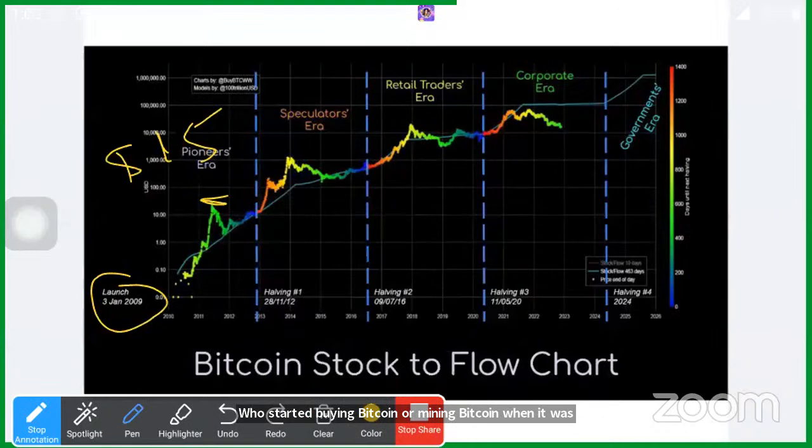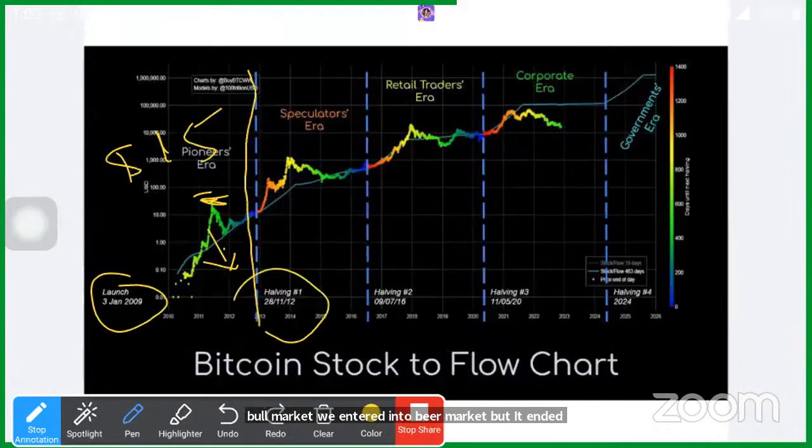Then when the price touches a new all-time high, it has to go back and retrace. The market has to retrace. So from bull market, we entered into bear market, but it ended when we saw the first halving happen in the year 2012. The first halving, which changed the direction and the trend of the market. And from a bearish market, we enter into the first bull run. And this took the price to a new all-time high.